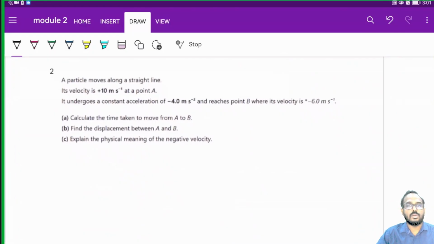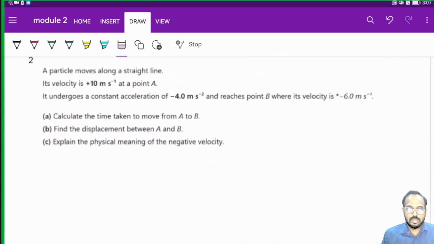Okay, this is the second question. Pause the video and try to do it by yourself. Okay, let's understand this question first. A particle is moving along a straight line.